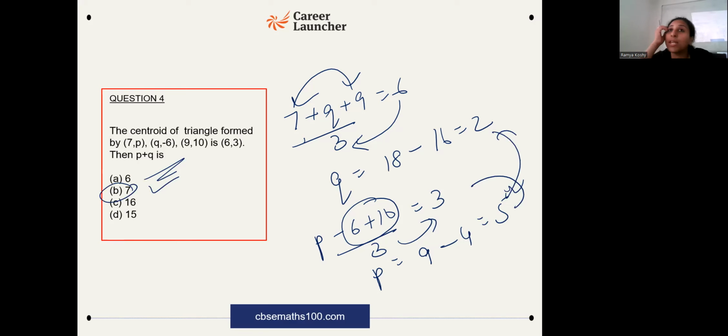Okay. Centroid formula you use, everyone. Hope you remember (x1 + x2 + x3)/3 and (y1 + y2 + y3)/3. Okay. Again, few careless errors. Be careful.